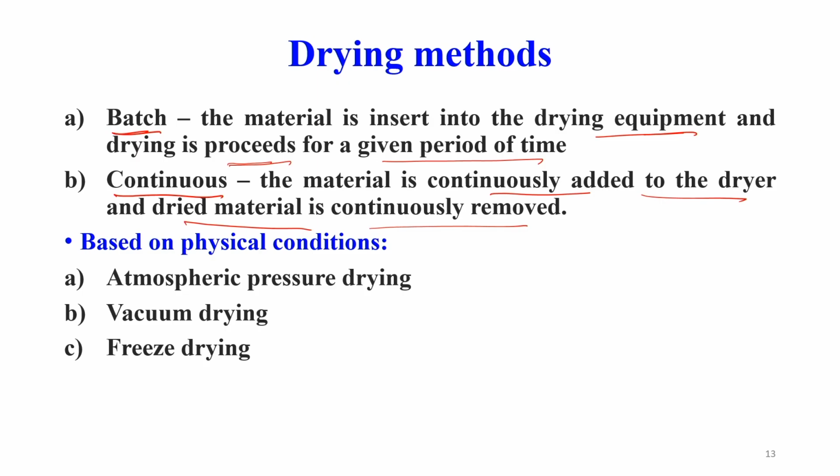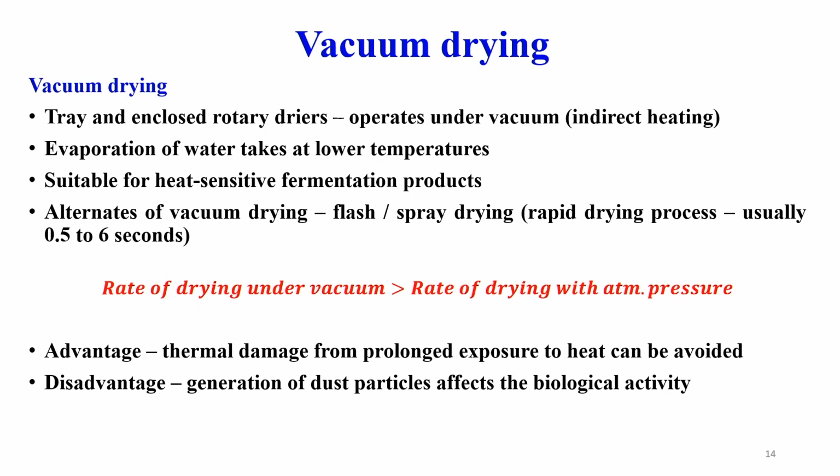So, it works in both batch as well as continuous mode, and depending on the physical condition, you can say it is atmospheric pressure drying, or vacuum drying, or freeze drying. The atmospheric pressure we have discussed. Now, what is vacuum drying? In that case, this tray and, let us say, enclosed rotary dryer, it operates under vacuum or, you can say, indirect heating.